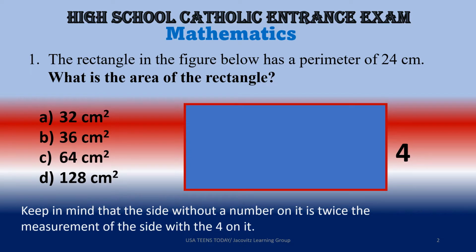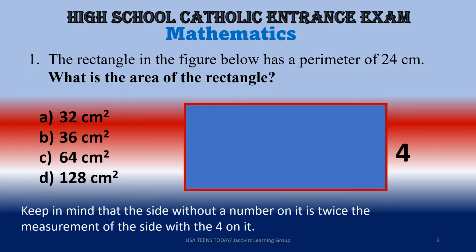So our first question: the rectangle in the figure below has a perimeter of 24 centimeters. For your question choices, they put centimeters squared. All of them say centimeters squared, so you don't have to worry about that. You don't have to worry about it if you don't see it in the question either, as long as all of the units of measurement are the same. It asks you what is the area of the rectangle, and it gives you 4 on one side.